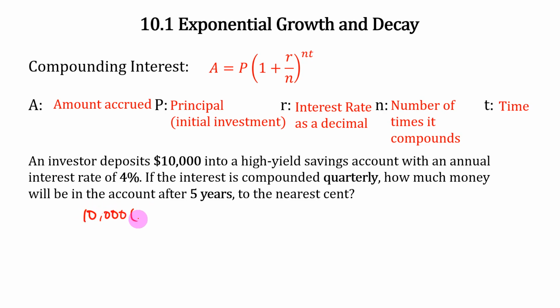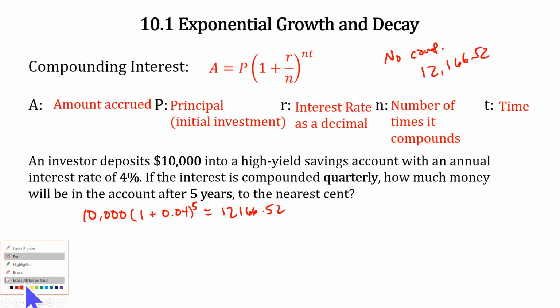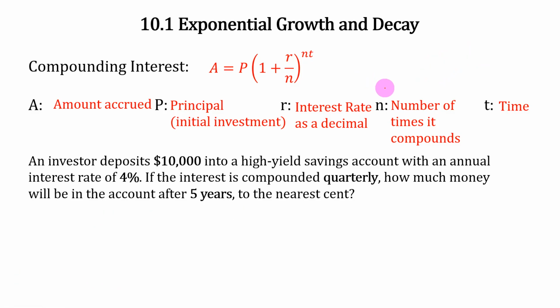$10,000. If we didn't compound, I just threw it in my calculator, we'd get $12,166.52. Let's write that. No compound, $12,166.52. So let's see what it comes out to if we do compound it quarterly. Actually, it's 5.3, round.